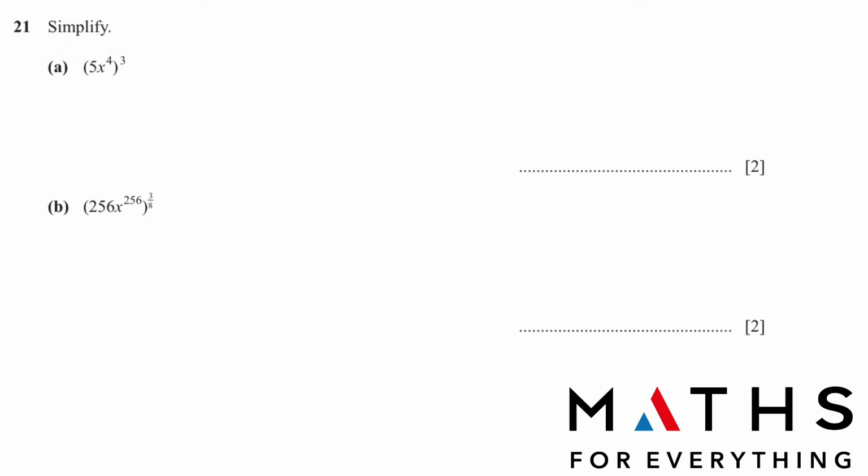You need to know your indices rules. When it's in a bracket, the power which is outside is for all the terms inside. So it is 5 to the power of 3, and if we have a power like x to the power of a and b, we multiply the powers. So 4 multiplied by 3, 12. Put in the calculator 5 to the power of 3, it will give you 125 x to the power of 12. The same rule we will be doing now for b also.